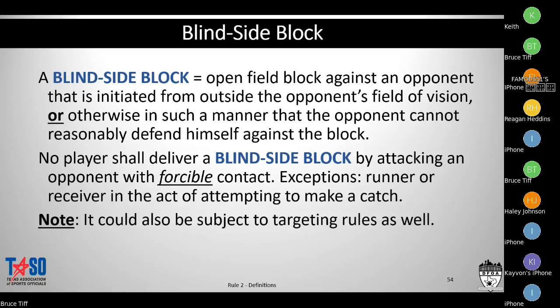Now, a blindside block could also have a targeting element to it, because a person that's being blocked could be considered a defenseless player in this case, and if it meets all the criteria for targeting, you might even have a targeting element as well.